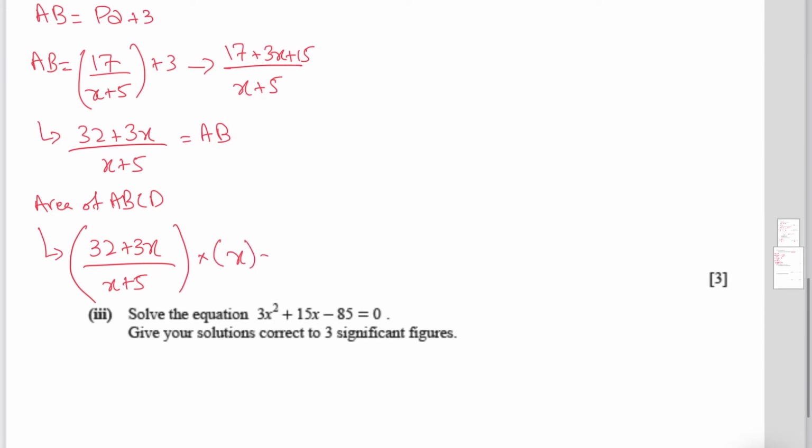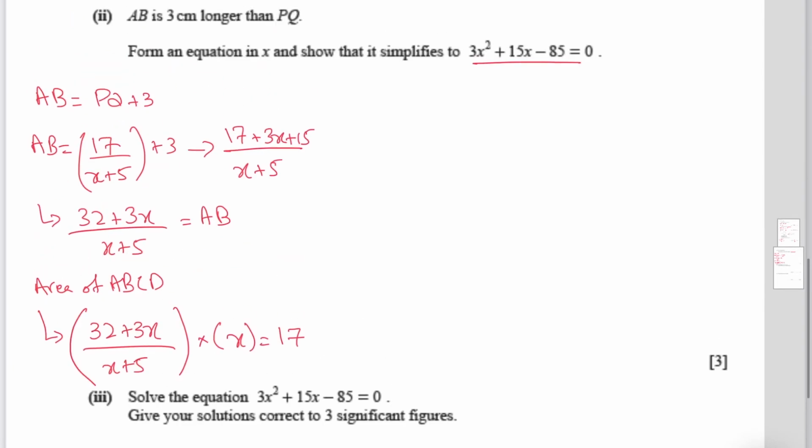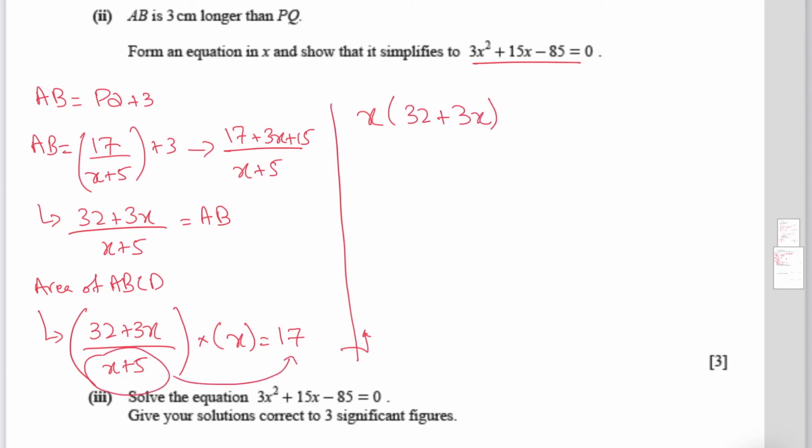So you multiply this by x, you should get 17. So let's do that over here. When you open this up, first of all, x gets multiplied by 32 plus 3x, and the x plus 5 can be moved to the other side and be multiplied with 17 to make it simpler. There are no more fractions in this equation now.